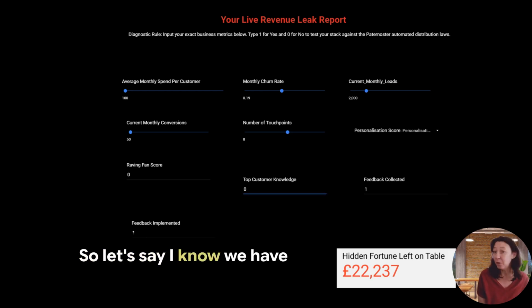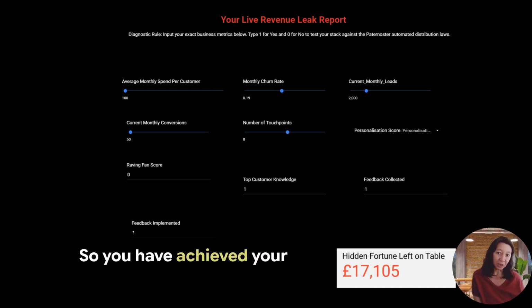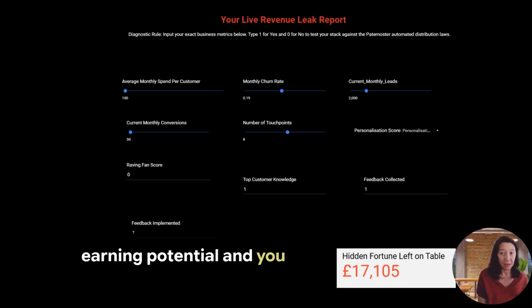So let's say we have profiled the best customers. We've got an advanced segmentation on the CRM system. So we are actually going to change this to 1. Now you have actually cleared much more money. So you have achieved your earning potential and you have made your business profitable.